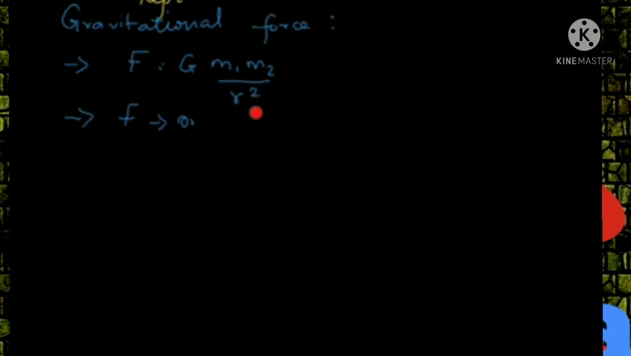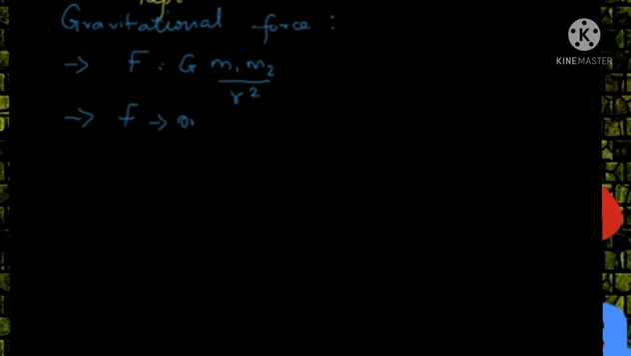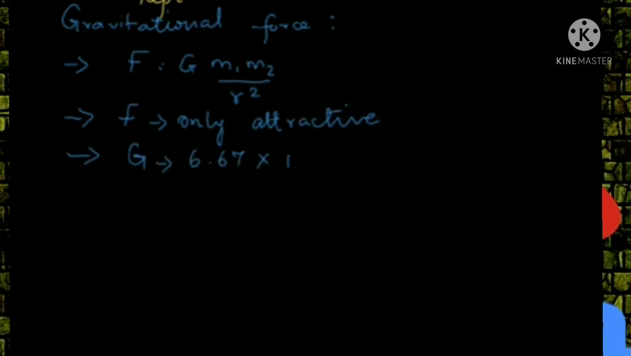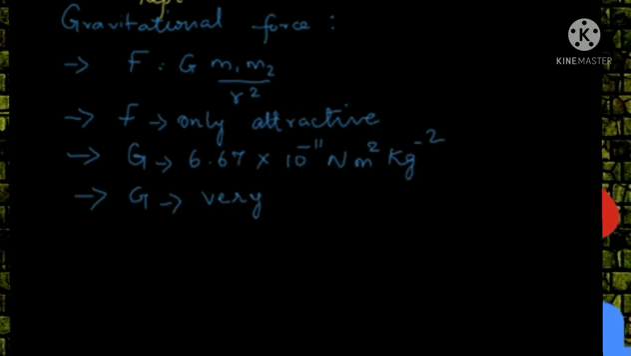R is the distance between the two objects, and M1 and M2 are the masses of the objects. And here, very important one, the force that could exist between two objects is only attractive. And G has a value 6.67 into 10 power minus 11.